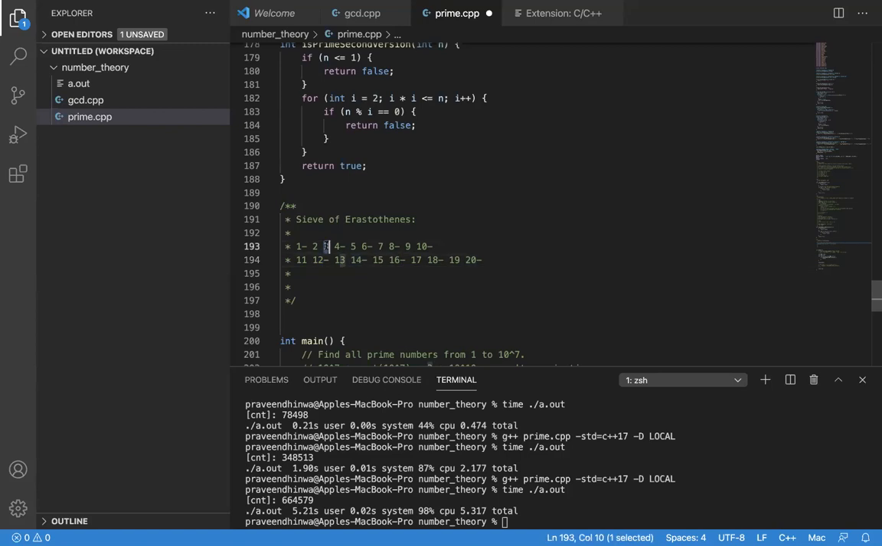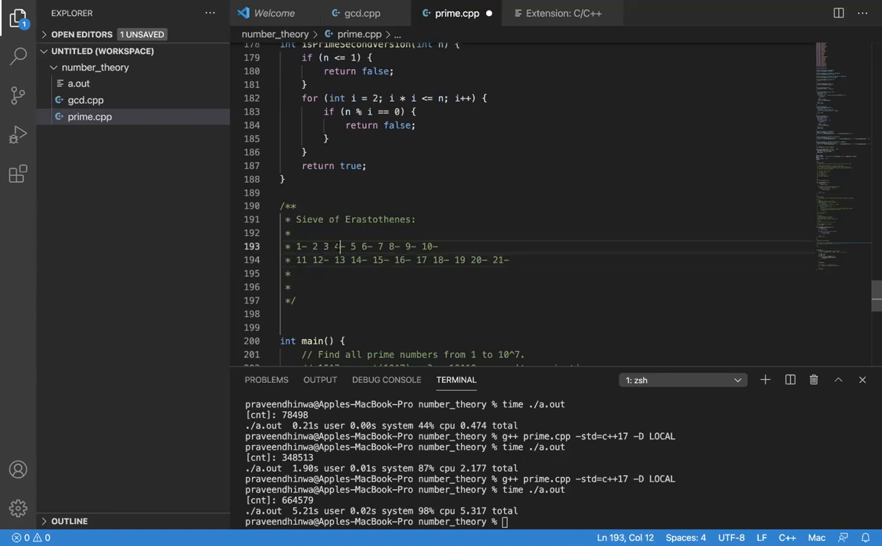Then you go to number 3. Number 3 is a prime. Then whatever are the multiples of 3, mark them as not a prime. So what is a multiple of 3? 6. This is not a prime. This is already marked. What is a multiple of 3? 9. So you say 9 is not a prime. Then 12. Then 15. Then number 21. So 21 is not a prime. So on and so forth.